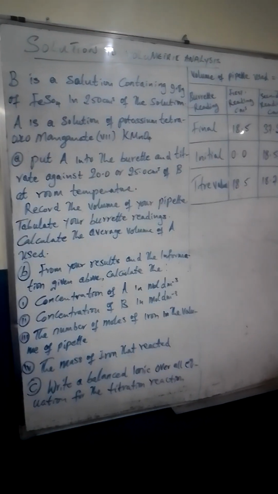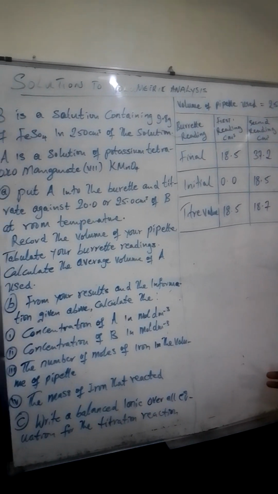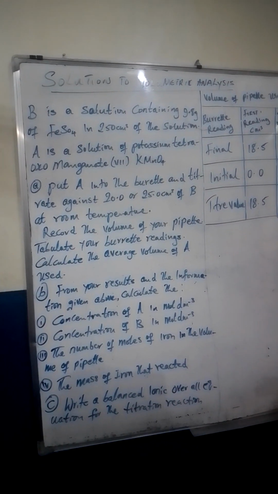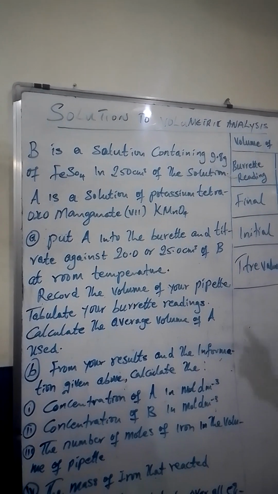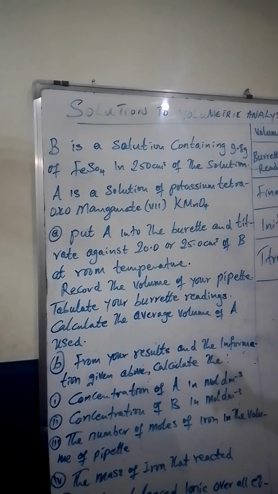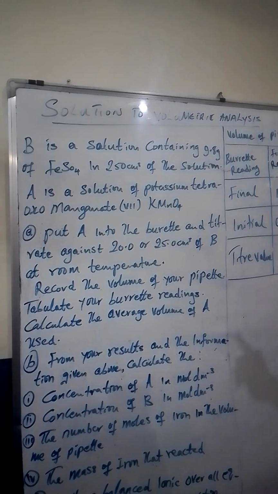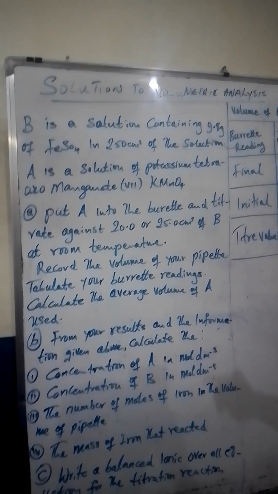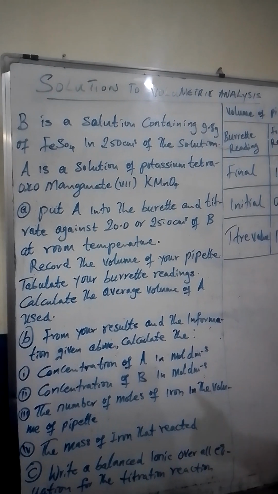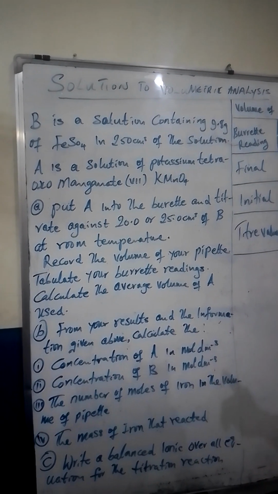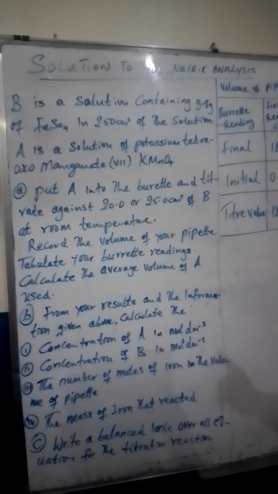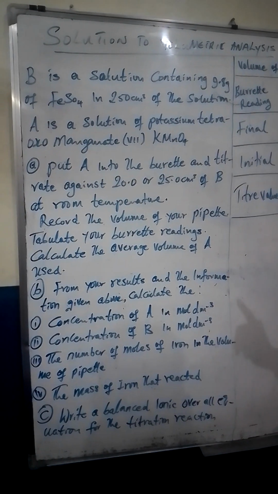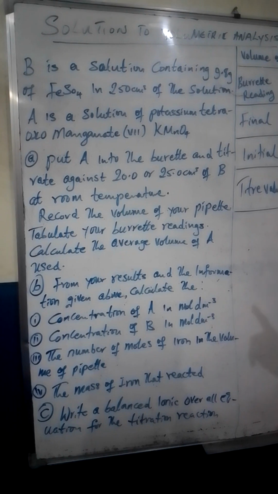In the calculation of our volumetric analysis, we are going to take the questions one by one and solve them down. Look at the question. It says that B is a solution containing 9.8 grams of iron sulfate in 250 centimeter cube of the solution. A is a solution of potassium tetraoxomanganate(VII). The question says put A into the burette and titrate against 25 centimeter cube of B at room temperature.